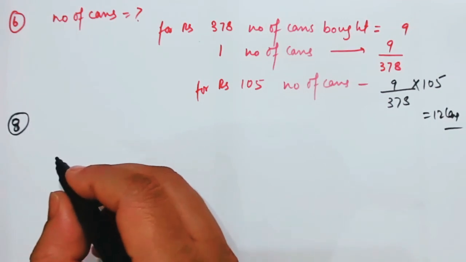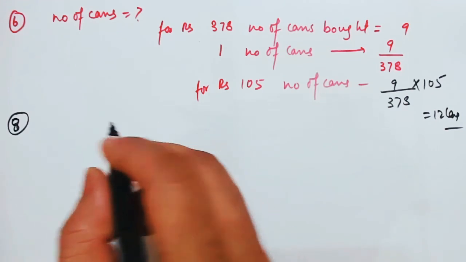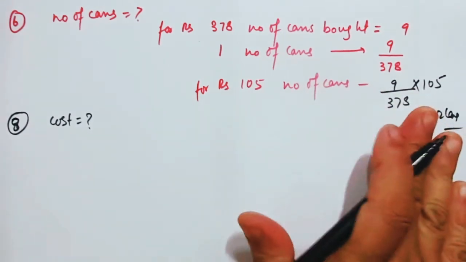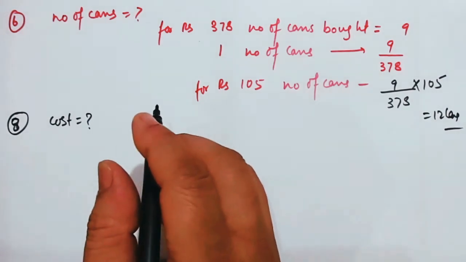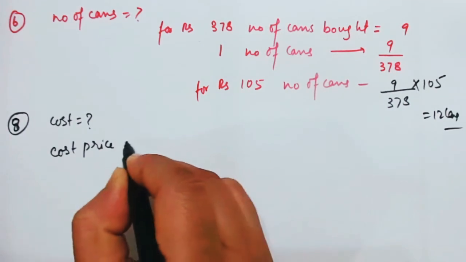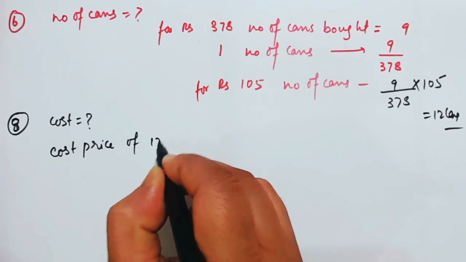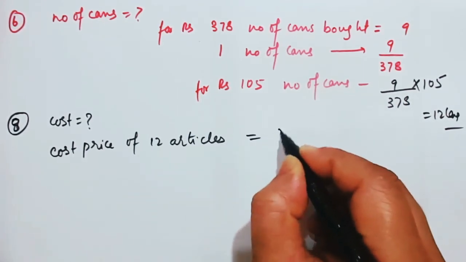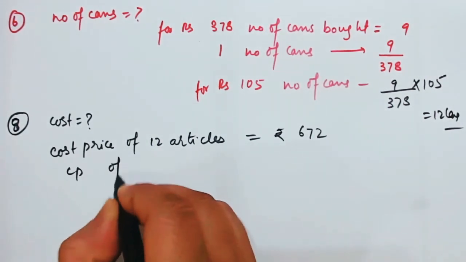If the cost of 1 dozen articles of the same kind is rupees 672, what will be the cost? So they are asking you the cost. First try to find out what you are being asked. So the cost will be on your right hand side. So how are we going to present this? The cost price of 1 dozen, or 12 articles, is equal to rupees 672.